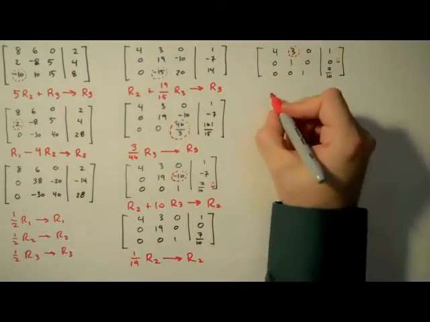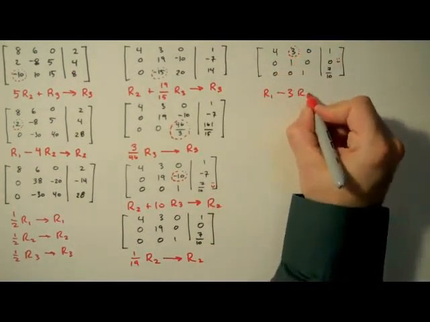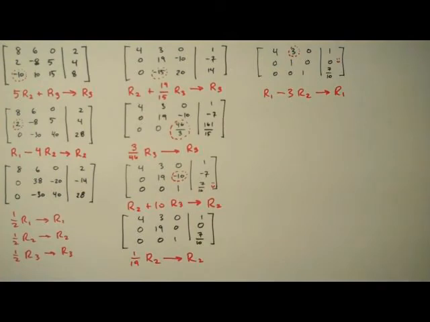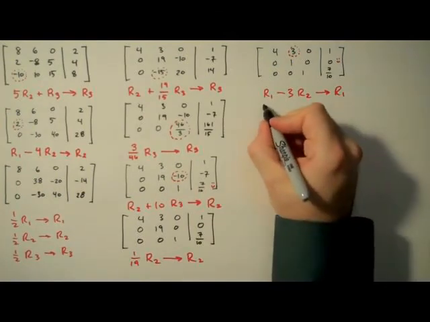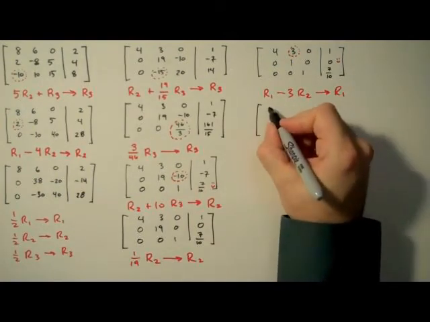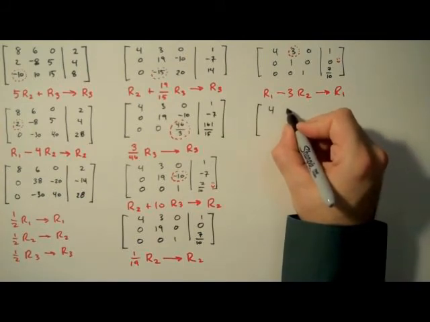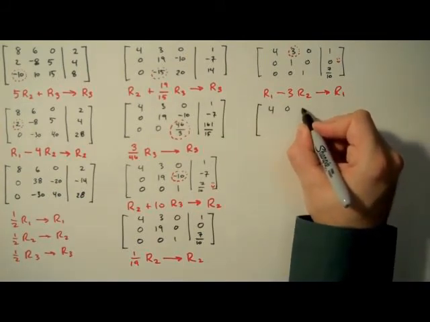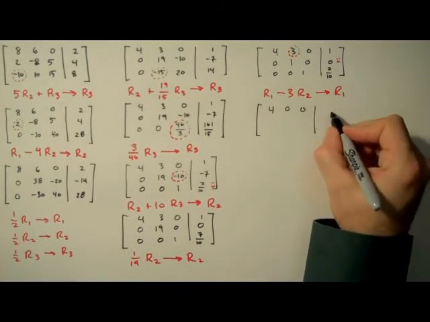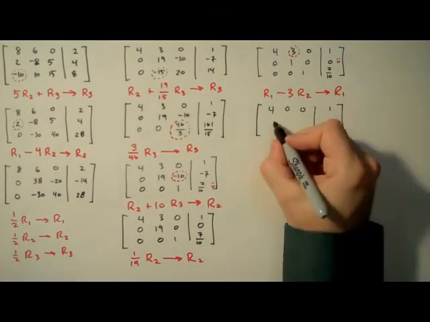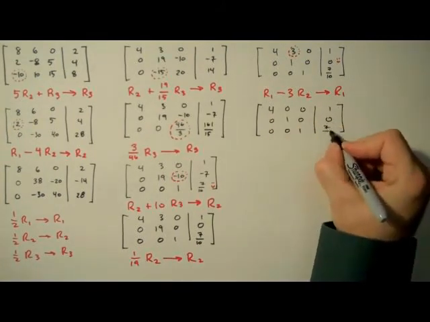Okay, we're in the home stretch here. We're going to target this 3, which needs to be a 0. The way we'll do that is take row 1 and subtract 3 times row 2, replacing row 1 with the result. Gives us 4 in the first entry, a 0 here, a 0 here, and a 1 here. And rows 2 and 3 remain unchanged.